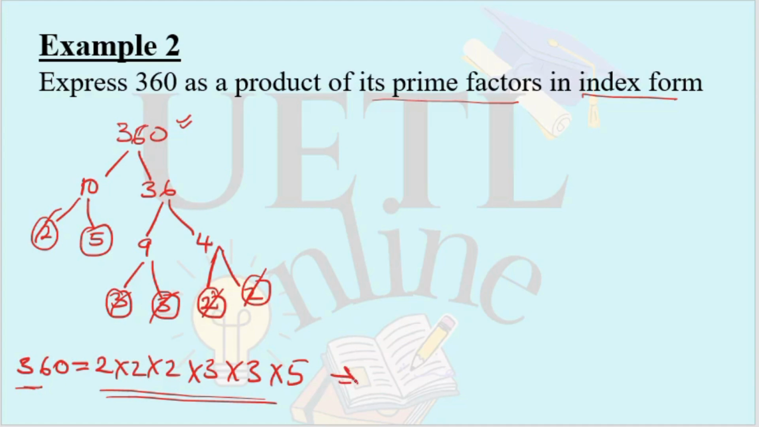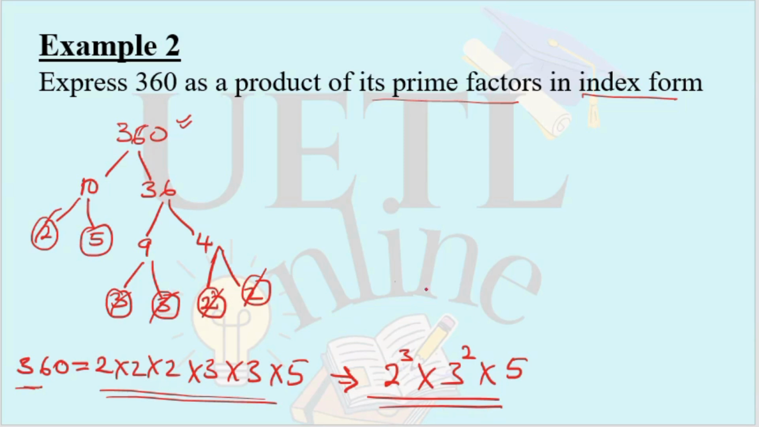Changing these to index form, you just have to say 2, then you count the number of 2s: 1, 2, 3. So this becomes 2 to the power 3. Then times 3. How many 3s do we have? 1, 2, so it becomes 3 to the power 2. Then we have 5. If it's only 1, you can just write 5. Now you can see that we have successfully changed these to index form.